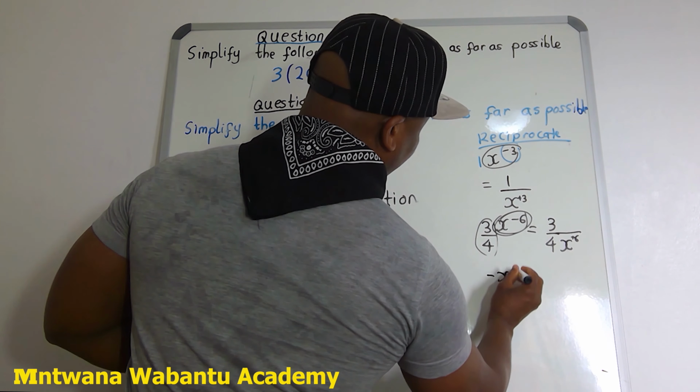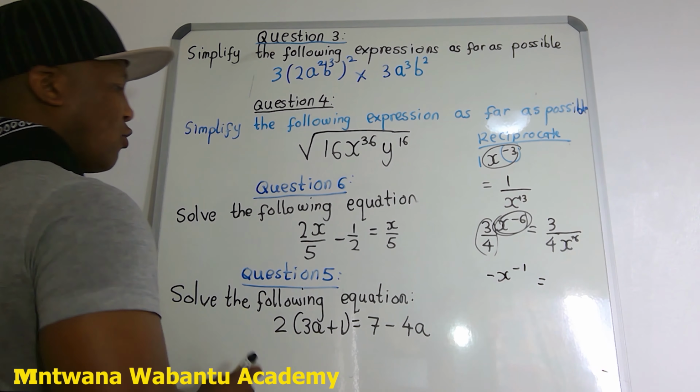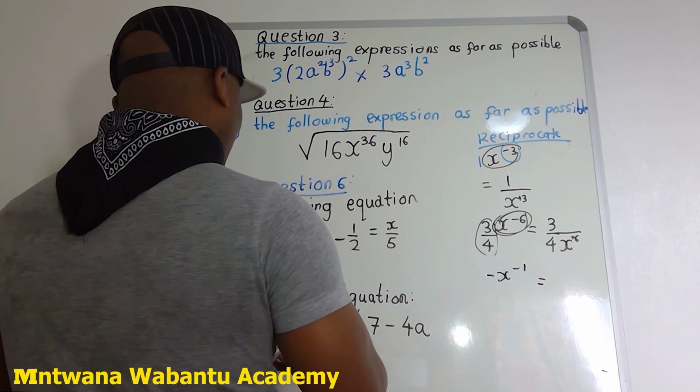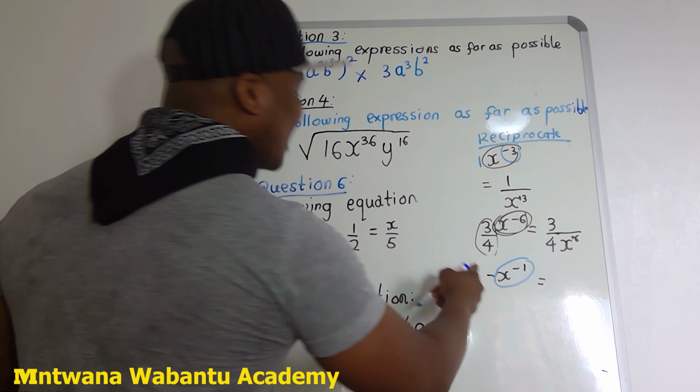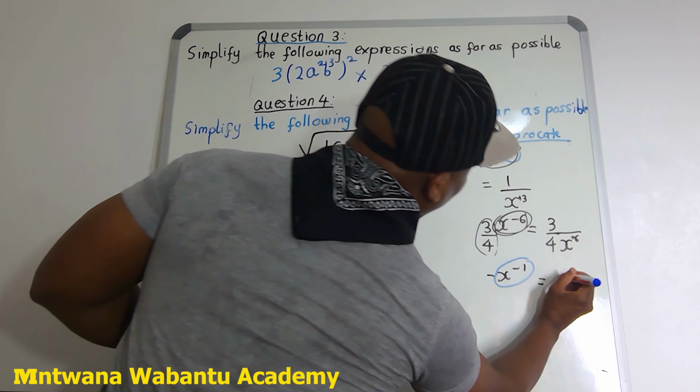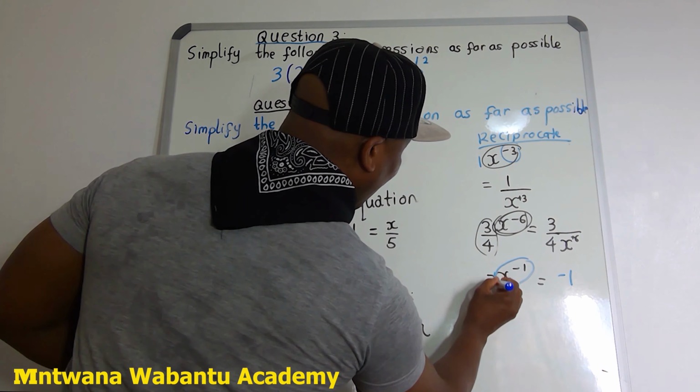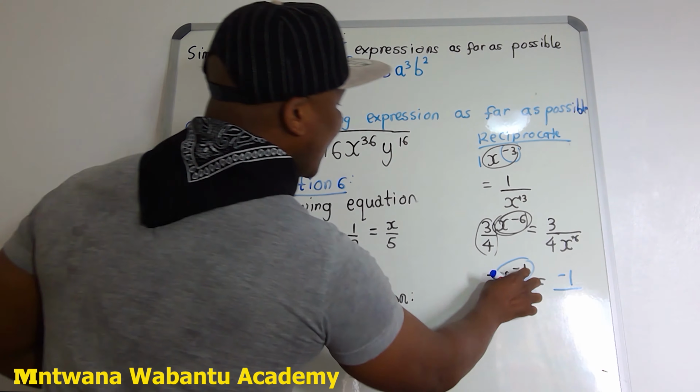Negative x, negative 1. So now, which number is here before? Because this is what we're going to reciprocate. This stuff here. So which number is before that? Oh, it's negative. But when you say negative, it's like a negative 1, because there's no number, means it's 1. So negative 1, and then we take everything to the bottom.